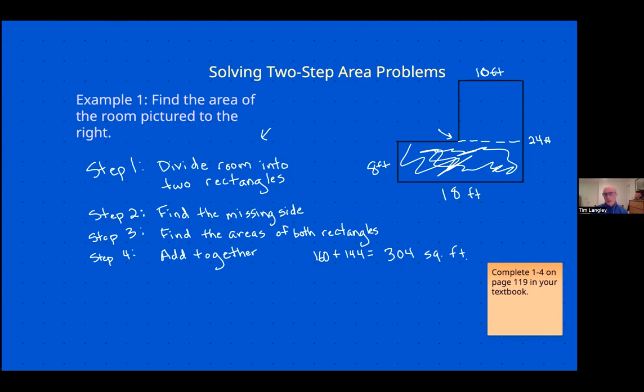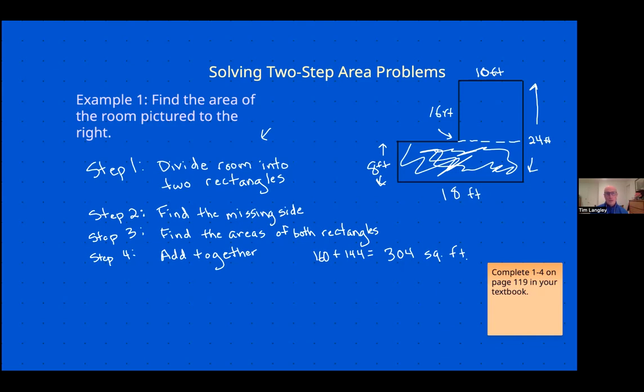But what about the area of the rest of the space? Well, what do we know here? We know that the total length from here to here is 24 feet, and the length from here to here is 8 feet. So if I subtract 8 from 24, that gives me a length of 16 feet here, because that's what's left. So now I've got a room that's 16 times 10.